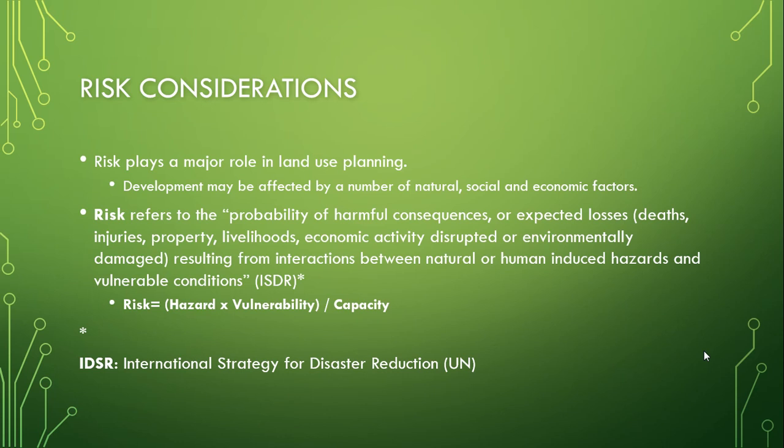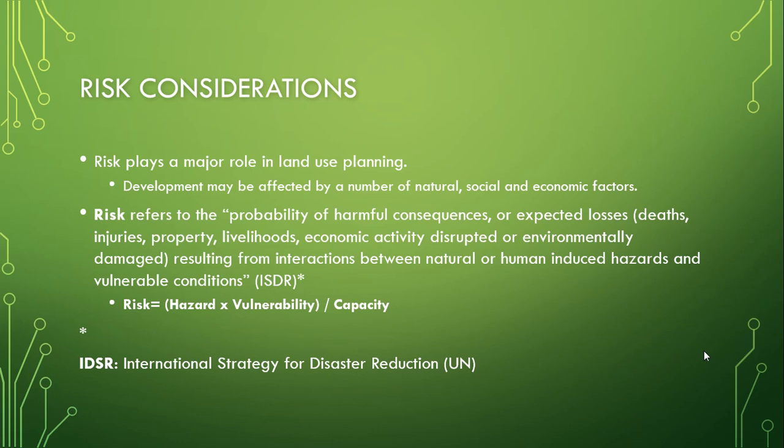So let us look at how the International Strategy for Disaster Reduction defines risk. It says that risk refers to the probability of harmful consequences or expected losses, such as might occur with deaths, injuries, damage to properties, livelihood, economic activities, etc., and environmental damage occurring. All of this results from the interactions between the natural environment and human beings that, as mentioned before, can either induce hazards or create conditions of vulnerability.